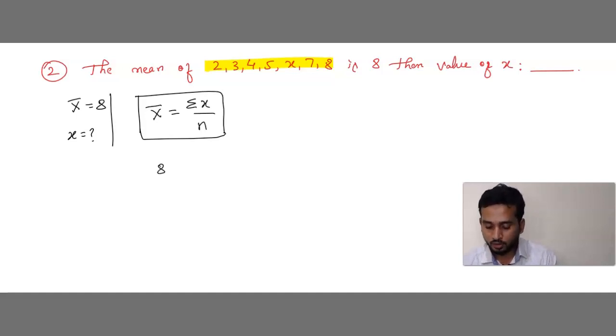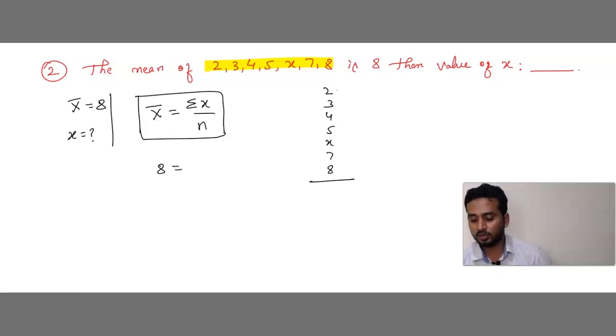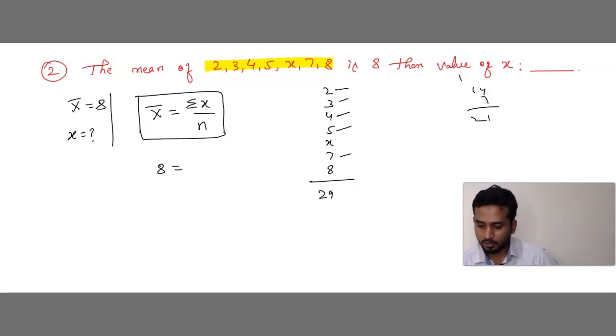What is x bar value? 8. Sigma x, add all numbers: 2, 3, 4, 5, x, 7, 8. Can we add all these numbers? 2 plus 3, 5. 5 plus 4, 9. 9 plus 5, 14. 14 plus 7, that's 21. 21 plus 8, 29. That's nothing but 29 plus x.